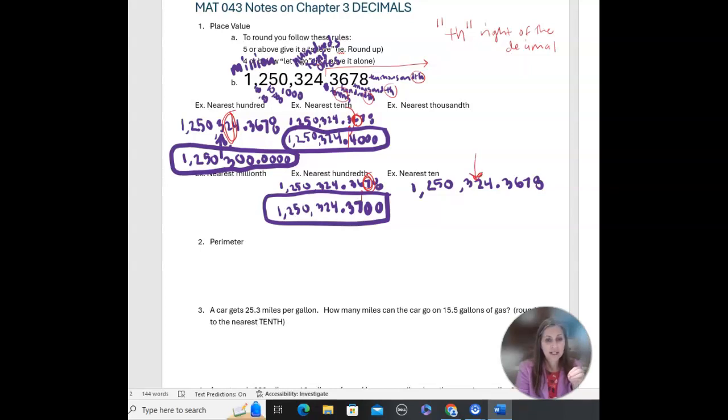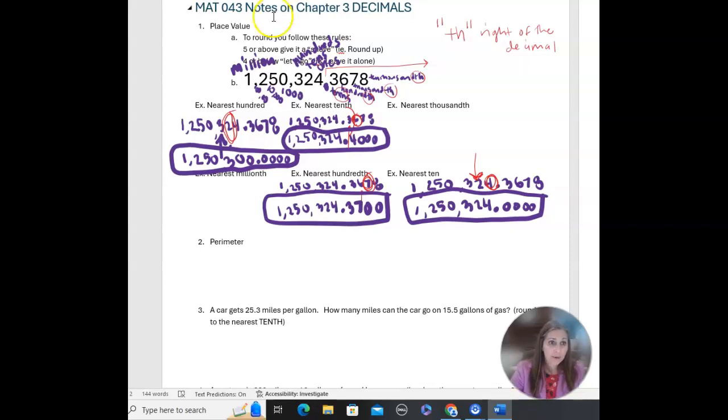But 2 doesn't get to decide what it wants to do. We actually look back to this 4. If it's 4 or below, you're going to let it go. So what that means is this is going to stay as a 4, and everything else becomes a 0. Put these zeros at the back. And that is rounded to the nearest 10, not 10th. We did 10th up here. This is tens.